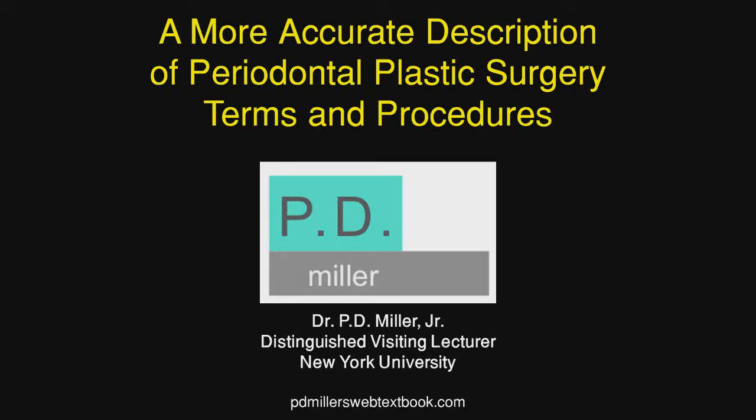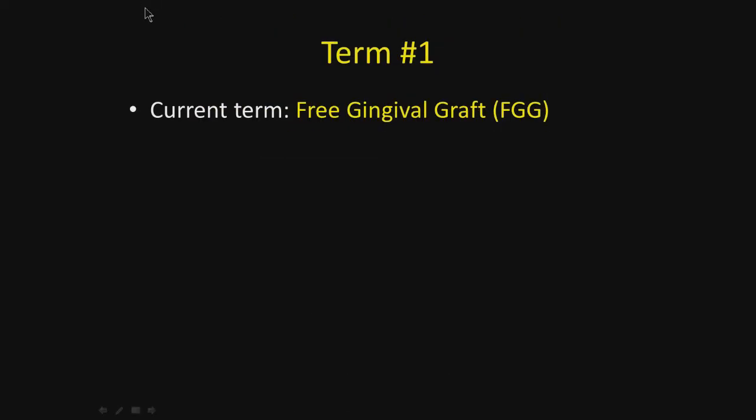I think it's important to use more accurate terms in describing periodontal plastic surgery compared to the terms that are currently in the literature. My rationale for this is I'm a great supporter of the late Dr. John Pritchard, who was a stickler for nomenclature. I dedicate this video to him because his ideas are very much incorporated in this.